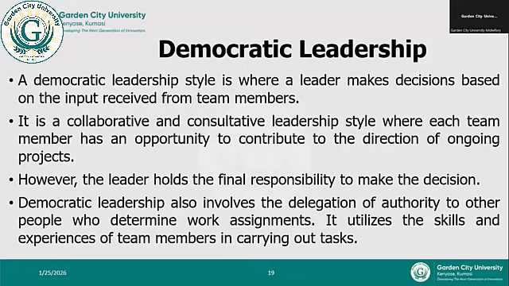It is a collaborative and consultative leadership style where each team member has an opportunity to contribute to the direction of ongoing projects. However, the leader holds the final responsibility to make the decision, and this is because of what we call accountability. In democratic leadership, one critical component is accountability. You must always be ready to be accountable for your leadership, for your stewardship.